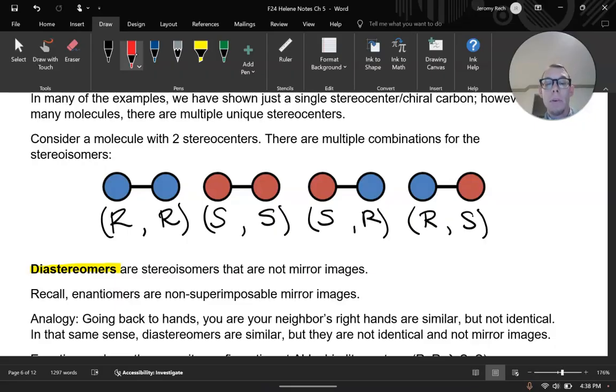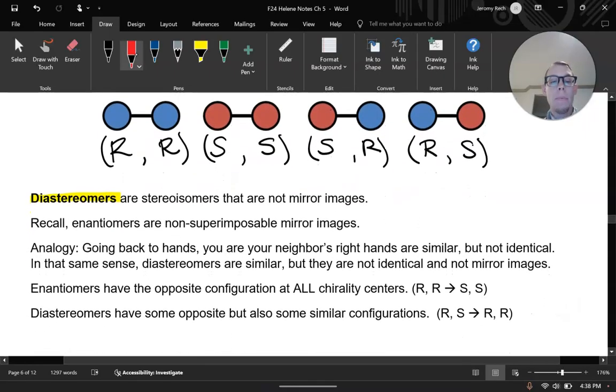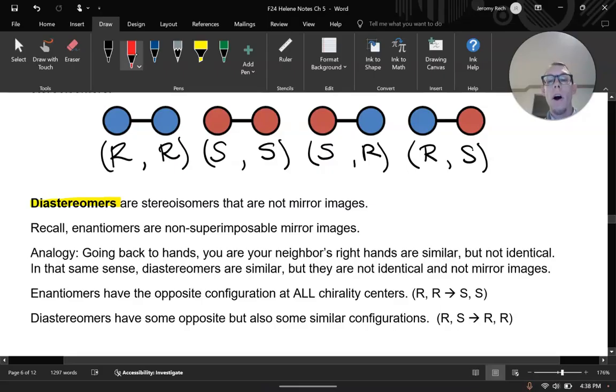When you have an enantiomer, which is your non-superimposable mirror image, anything that was an R has to change to an S, anything that was an S has to change to an R. In a diastereomer, only some of the things are going to change. So if we think maybe of our original one, our RR, an enantiomer is going to be one where it's SS, where you have 2 unique ones that are different than the originals. Your diastereomers are only going to have some of them change. So if you were originally an RR, you might be an RS in your next state.